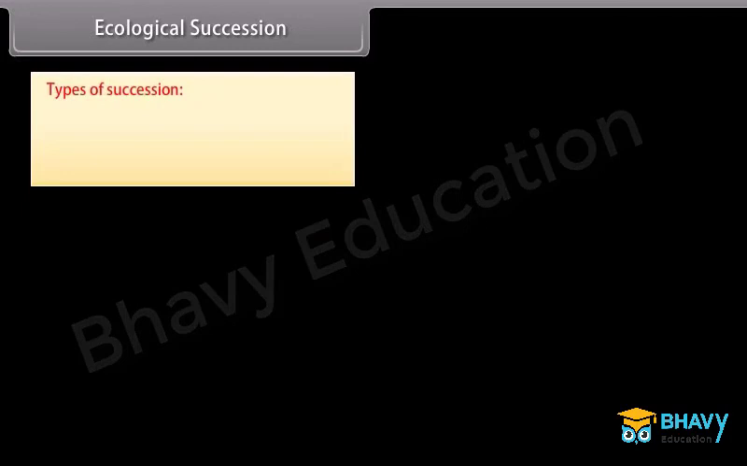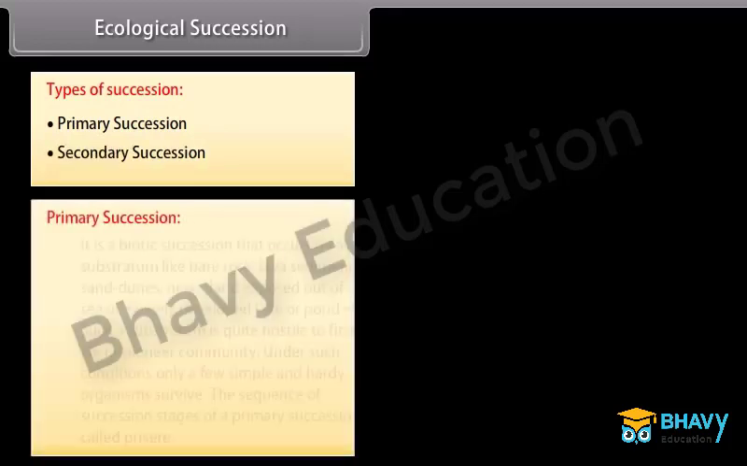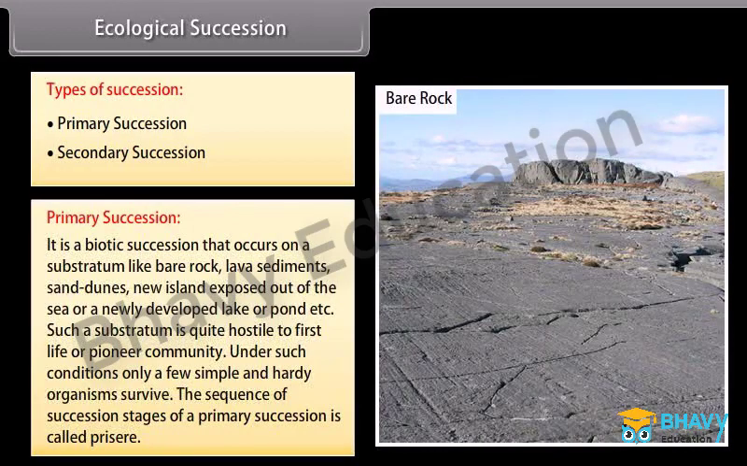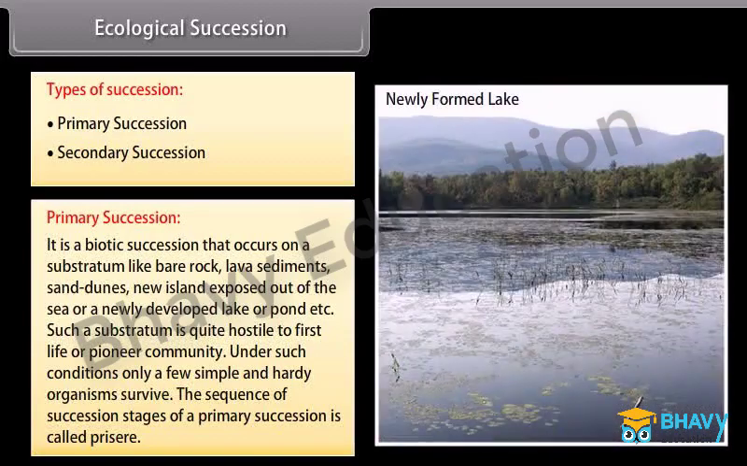Types of succession. There are two types of succession: primary succession and secondary succession. Primary succession is a biotic succession that occurs on a substratum like bare rock, lava sediments, sand dunes, a new island exposed out of the sea, or a newly developed lake or pond, etc. Such a substratum is quite hostile to first life or prior community. Under such conditions, only a few simple and hardy organisms survive. The sequence of succession stages of a primary succession is called prisere.